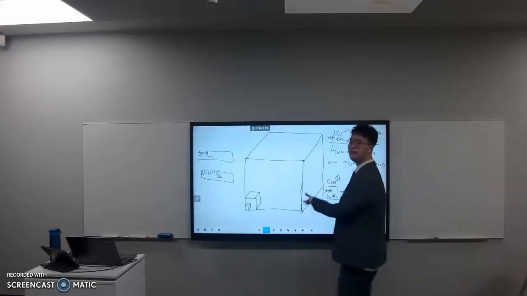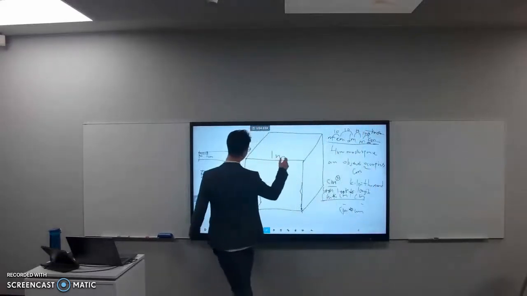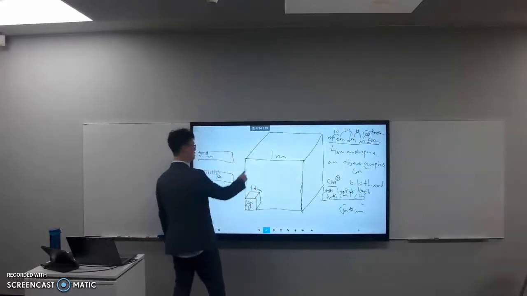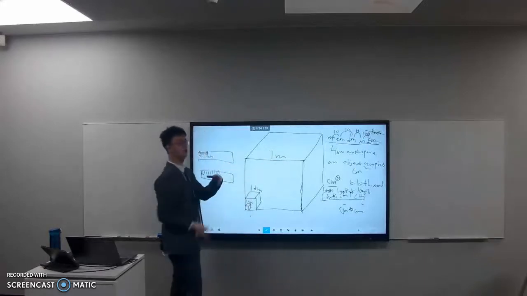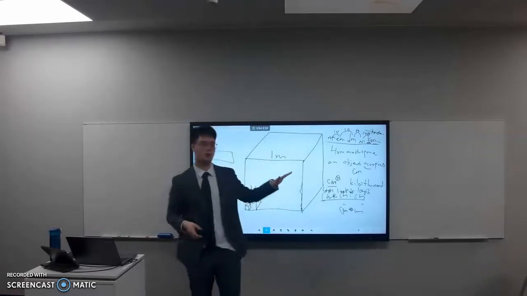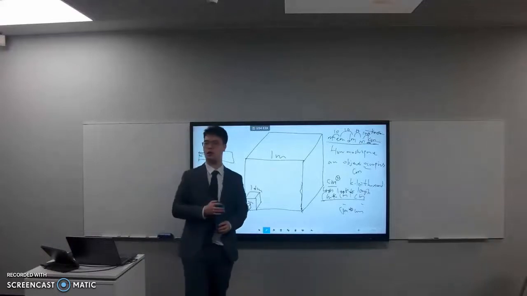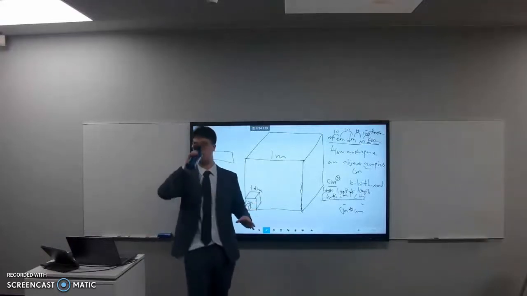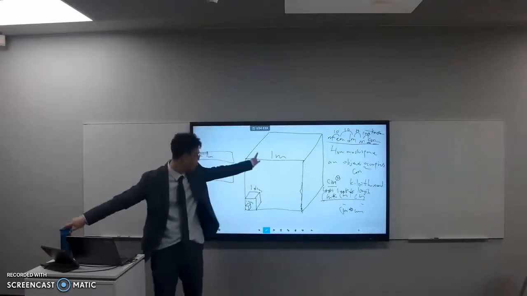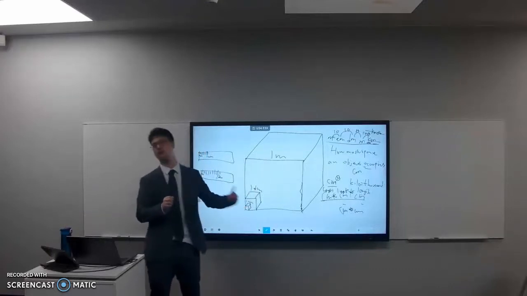So let me visualize this. If this is 1 meter, this is 1 decimeter, and this is 1 centimeter, these are all cubes. What is the characteristic of a cube? It has 12 edges, and I'm pretty sure all of them are equal in size. So all of those lengths are 1 meter, and here 1 decimeter, and here 1 centimeter.